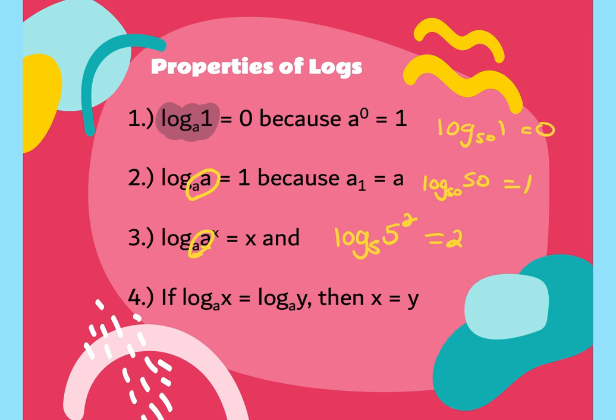And then the last one is the one-to-one property with logs. On exponential, we say if the bases are the same, we set the exponents equal to each other. For log, we say if the log and the base on the log are the same, then we set what's next to it equal to each other. So if I had log base 5 of x equals log base 5 of 2, then x equals 2. I ignore the log, and I set what's next to it equal to each other.